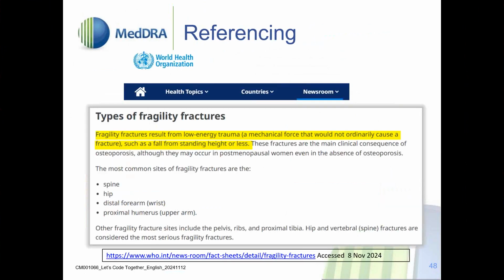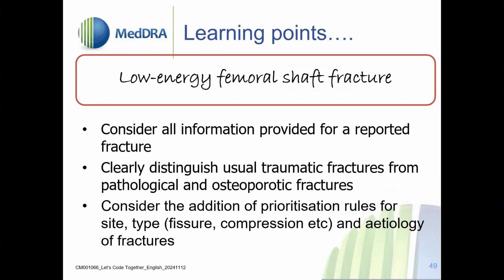And here's a screenshot from the website of the WHO that helps to understand the condition. Fractures that are caused by low energy trauma are considered fragility fractures, because somehow the bone must be fragile to break due to low energy trauma. It is an impact from outside, but it is low energy, and it would usually not cause a trauma. Fragility fractures are often caused by osteoporosis, but they may also occur because of other conditions. That is why the LLT osteoporotic fracture would not be appropriate in this instance. It would be an assumption. So always consider all information that is provided for a reported fracture.